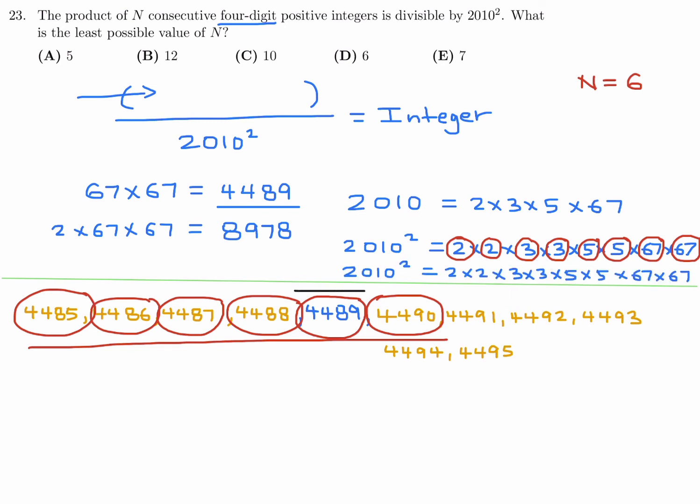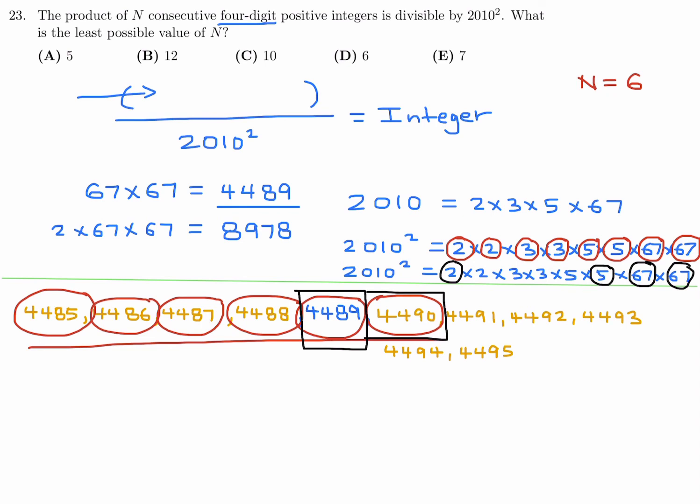All right, we're going to obviously keep this 4489 because that takes care of 2 67s. Now let's go to 4490. 4490 obviously is divisible by 5, so that takes care of 1 5. And is it divisible by anything else? It is by 2. And then anything else? No, unfortunately. So far, we have those two.